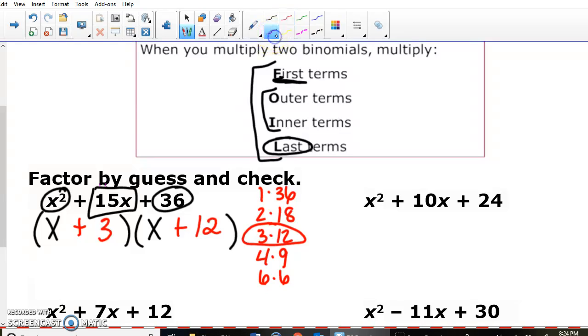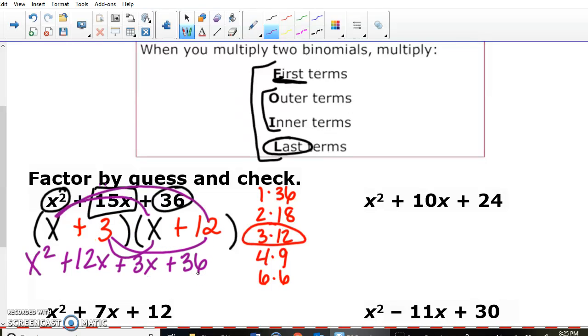Now the cool thing about this is I can always go back and check by doing the opposite, by FOILing. So if I go back and check with FOIL, I do my first terms, x times x, x squared. My outsides give me 12x. My insides give me a 3x. And then my last terms, 3 times 12, give me 36. And then if I combine my like terms, I'm left with x squared plus 15x plus 36, which is exactly where I started in my original problem. So that way I know I did it right.